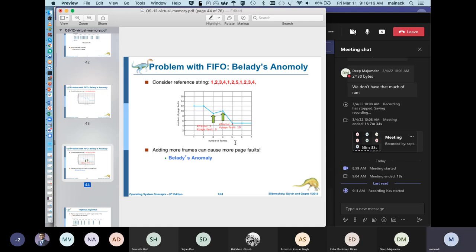It's not really an anomaly, but rather a property of FIFO. So clear, and also, as we'll see, FIFO is not really very good at reducing the number of page faults. Now, I made a claim that FIFO is not good. So you need to know what is good to know why FIFO is not good. So let's see what is good.